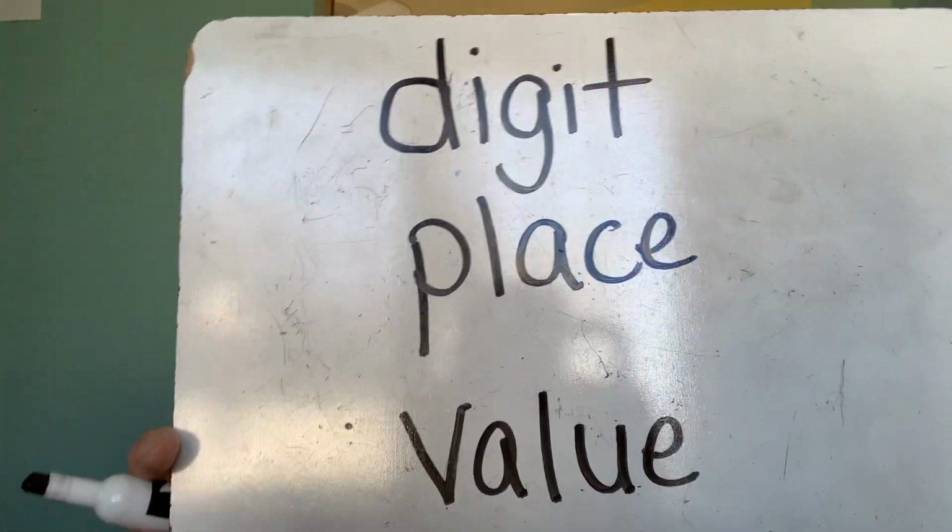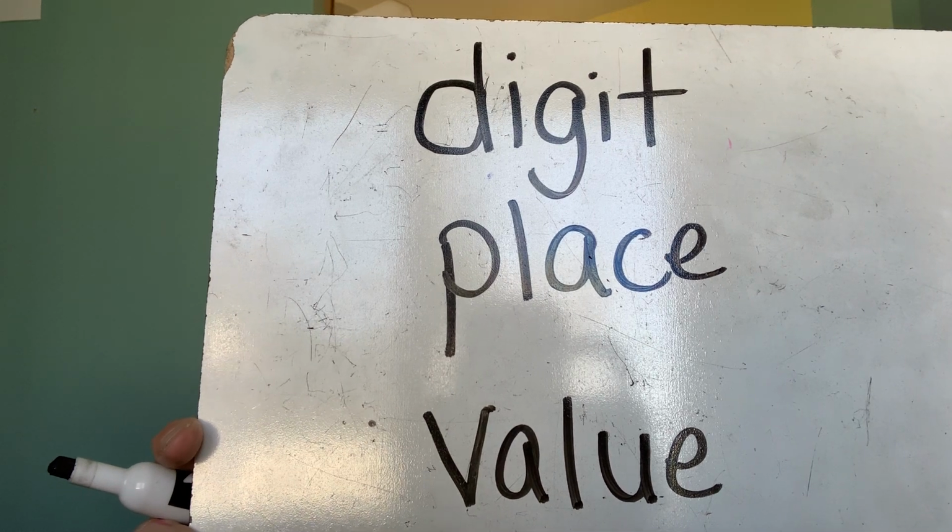But a lot of times these 3 words are confused, or kids just think they all mean the same thing. So those 3 words are digit, place, and value. And these 3 words tell us a ton about our numbers, okay? So every single number in the world has a digit name, has a place, and has a value. And they are not all the same thing. So today we're going to go over what these words mean, okay?